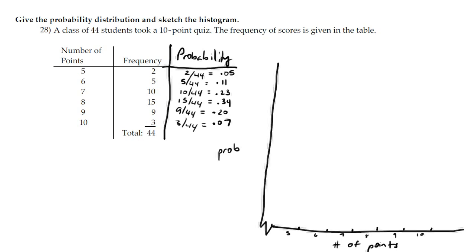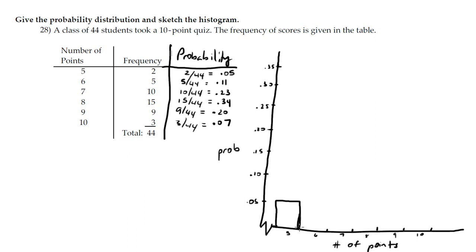And our probabilities, we want to choose a reasonable scale. My probabilities go from 0.05 as the smallest to 0.34 as the largest. So let's go 0.05. Let's go 10 hundredths or a tenth. Let's go 15 hundredths. Let's go 2 tenths. Let's go 25 hundredths. Let's go 3 tenths. And last but not least, let's go 35 hundredths. Okay? So 5 points, that probability was 0.05. So up to 0.05.